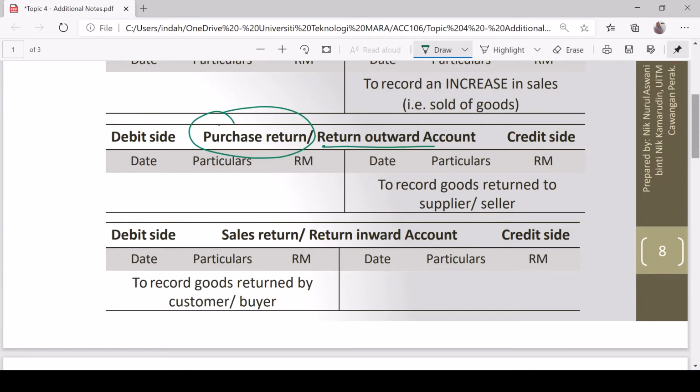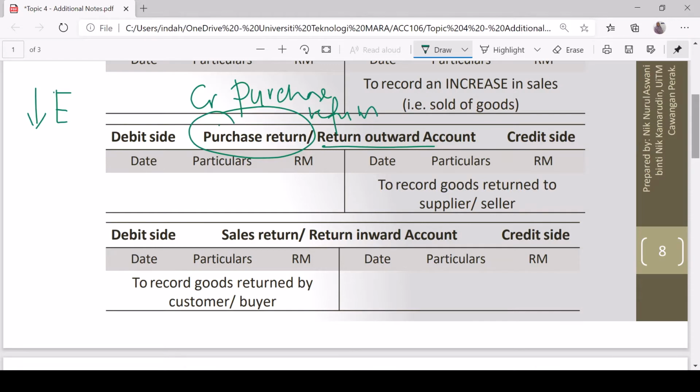When you purchase the goods, your expense increases. When you return the goods to the supplier or to the seller, your expense decreases. When your expense decreases, you have to credit. Which expense account do we need to credit? We did not credit purchase, we credit purchase return. We create a new account called purchase return when there is a return.